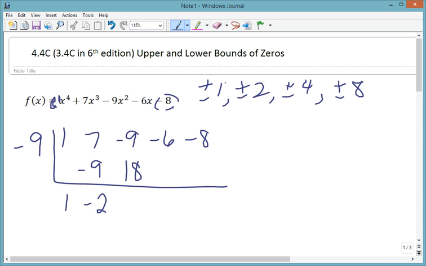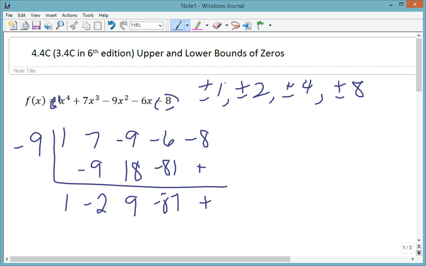All right, so far so good. And of course, a negative times a negative, really big positive number. I don't care what it is, it's really big positive, and that's going to be a positive number. So -9 is my lower bound. So not very helpful on the lower bound end because all of my possible zeros are bigger than -9 anyway.